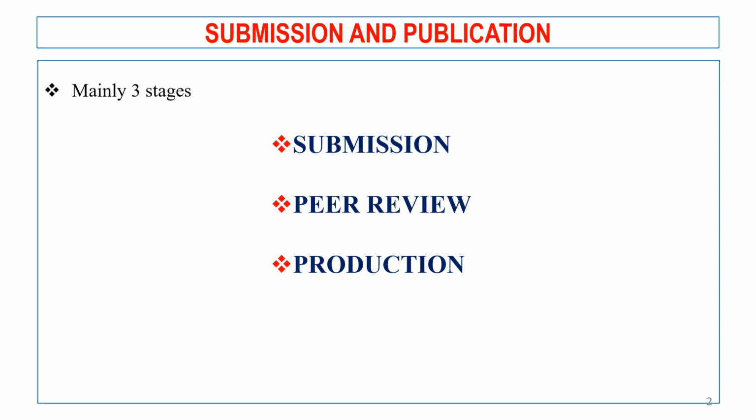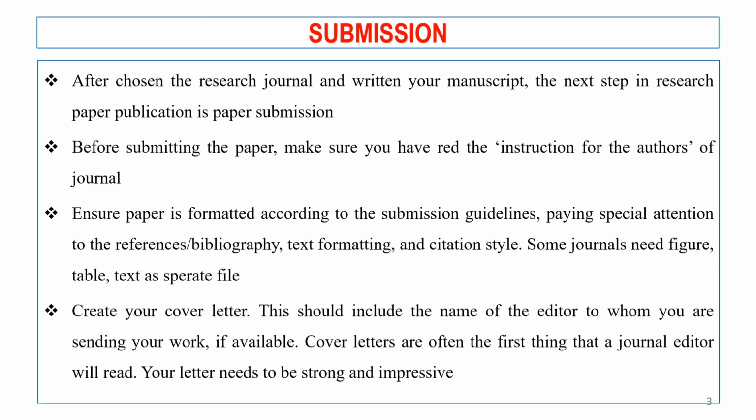In submission and publication, there are mainly three stages: submission, peer review, and production. We will discuss each stage separately in detail. First, we can see the submission of a research article into the journal.